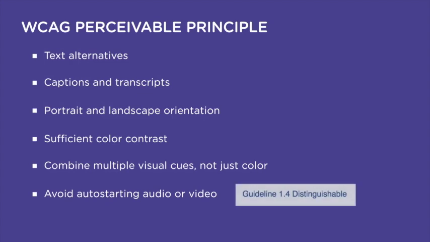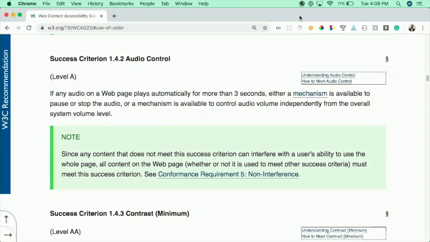The distinguishable criteria has one very important recommendation that pertains to both audio and videos that contain sound. Avoid using auto start as much as possible. Audio that starts automatically interferes with screen reader performance. Also, any sound 3 seconds or longer should come with a mechanism for pausing the sound or lowering the volume.